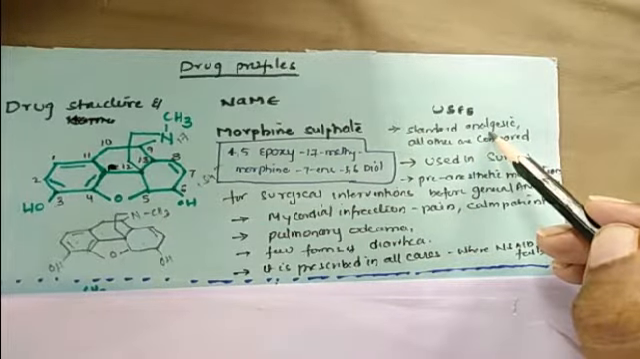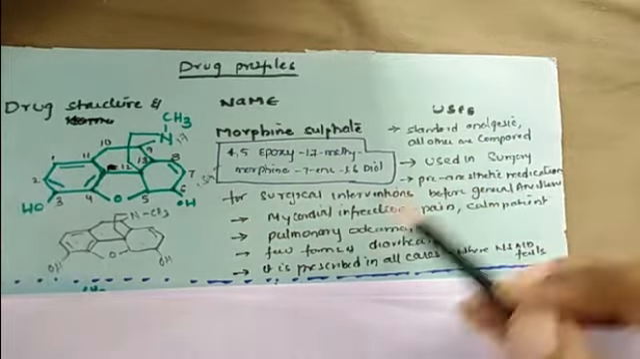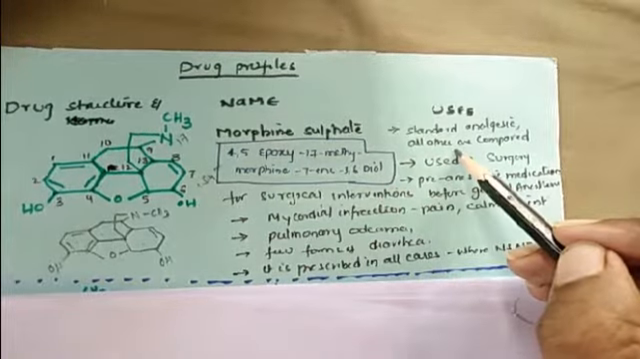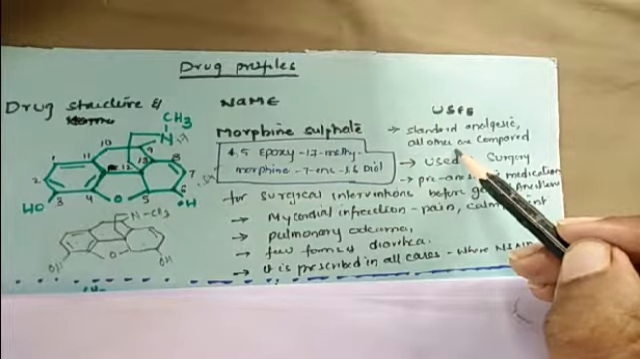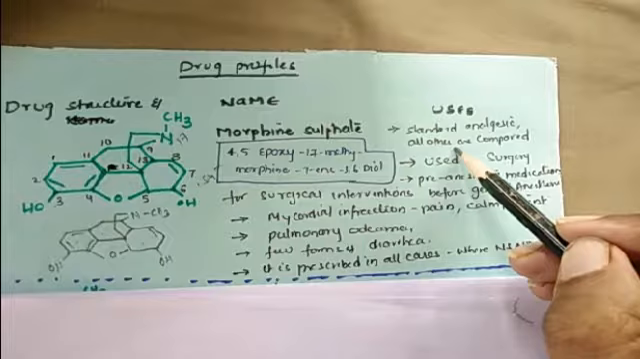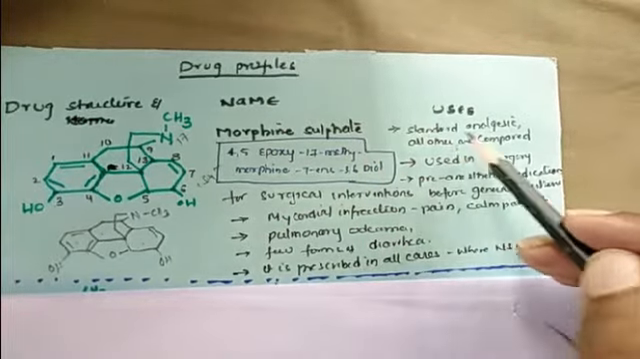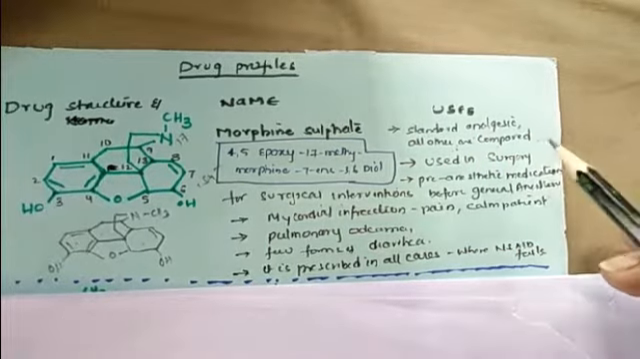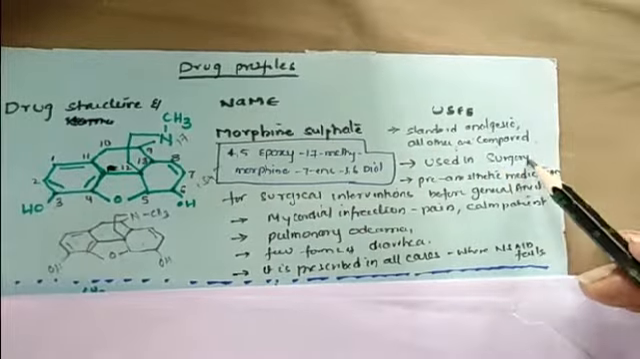That means the analgesic activity of morphine analogs created after morphine is compared with morphine. The analgesic activity of drugs like codeine and heroin, all these narcotic analgesics, is compared with morphine. That's why it is called a standard analgesic. All other drugs are compared with it. So uses: it is used in surgery.